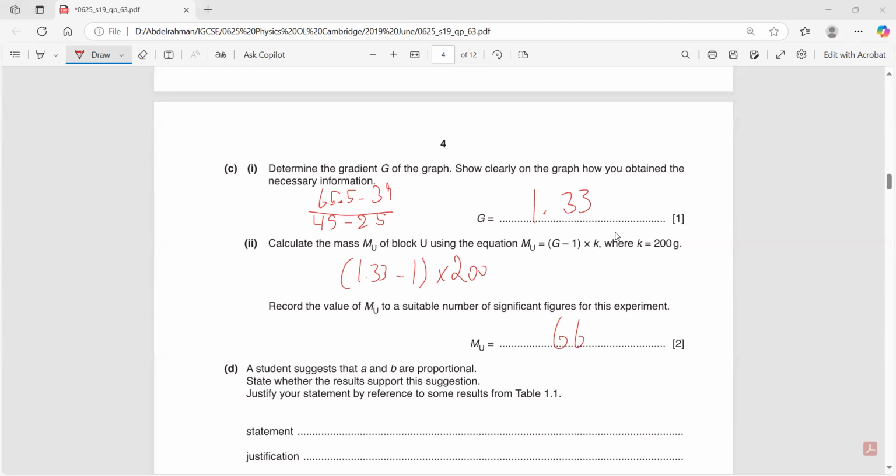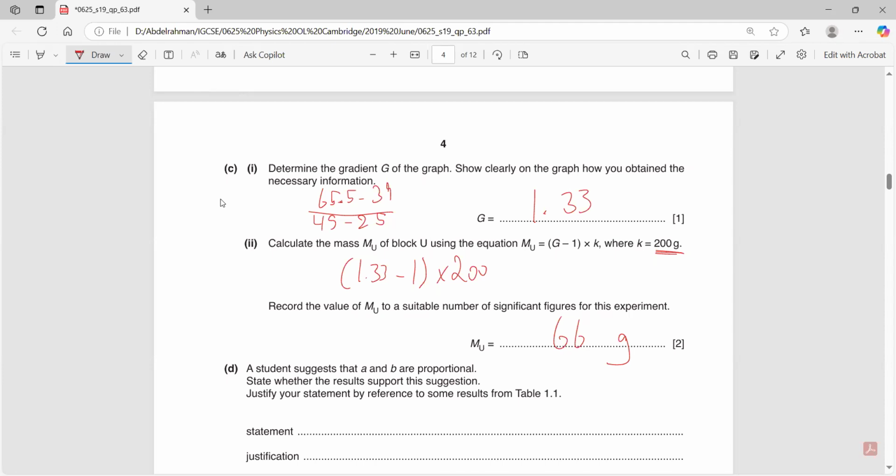What is the unit of the mass? It should be grams. Do I have to use the triangle method? Yes, you must draw the triangle. It's a must. There's no other option. You have to draw the triangle.